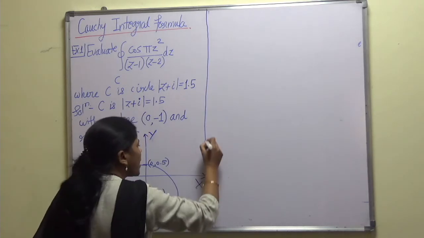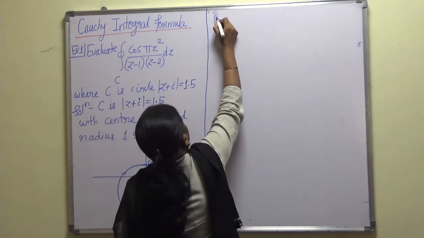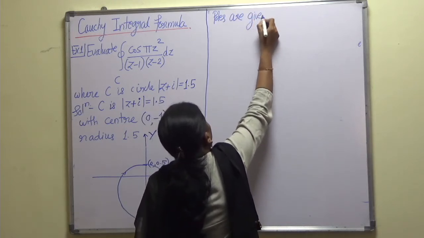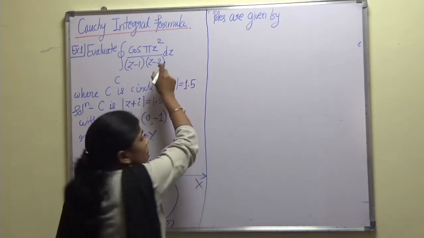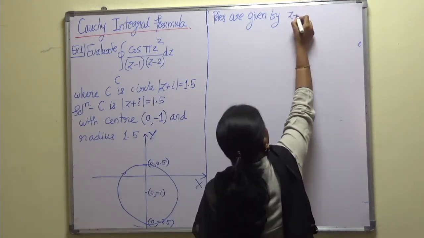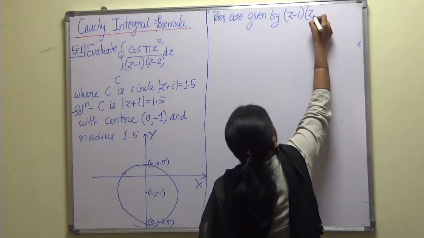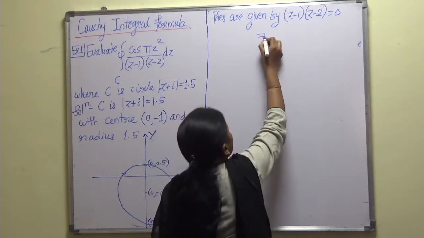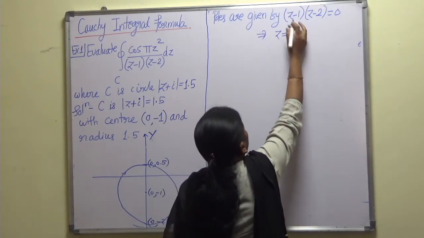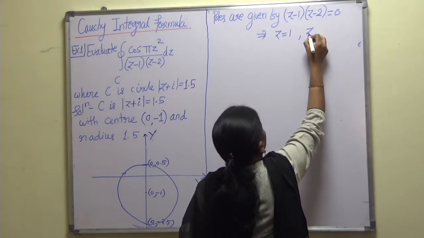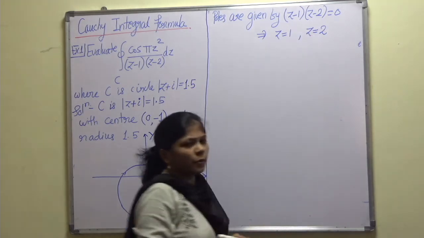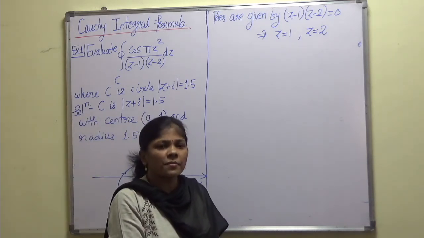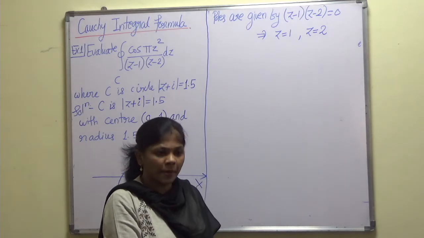So poles are given by equating the denominator to 0. So we get (z−1)(z−2) = 0. Okay, so this implies z = 1, from z−1 = 0, and z−2 = 0, so z = 2. So these are the poles. Now these values occur only one time, that's why the nature of the pole is simple pole, right?